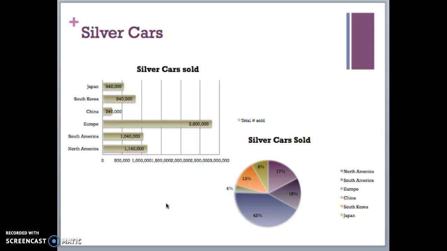It was also interesting to see that Europe had almost half of the silver color cars in market, which is interesting maybe to study the people in that region. I also made a bar chart to show the silver color cars. Instead of doing percentages, I did the actual numbers because it was a bar chart. So yeah, here's silver color cars.